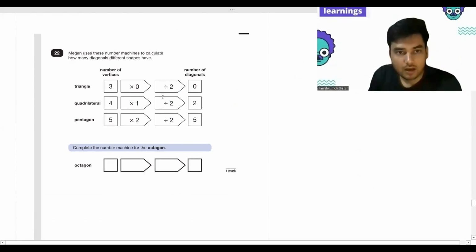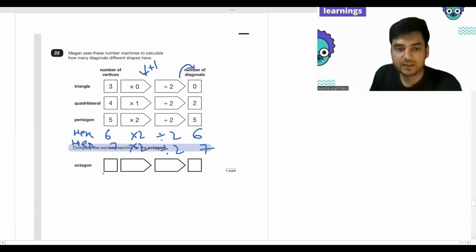Now use the number of sides to calculate how many diagonals there are. So triangle, 3 times 0 you have to do. Quadrilateral, 4 times 1. The numbers are increasing by 1. Divide by 2 remains the same. And here you are getting the number of diagonals. So pentagon, 5 times 2, 10 divided by 2, 5. Then hexagon, 6 times 3 divided by 2, 9. Then heptagon, which has 7 sides, 7 times 4 divided by 2, 14.